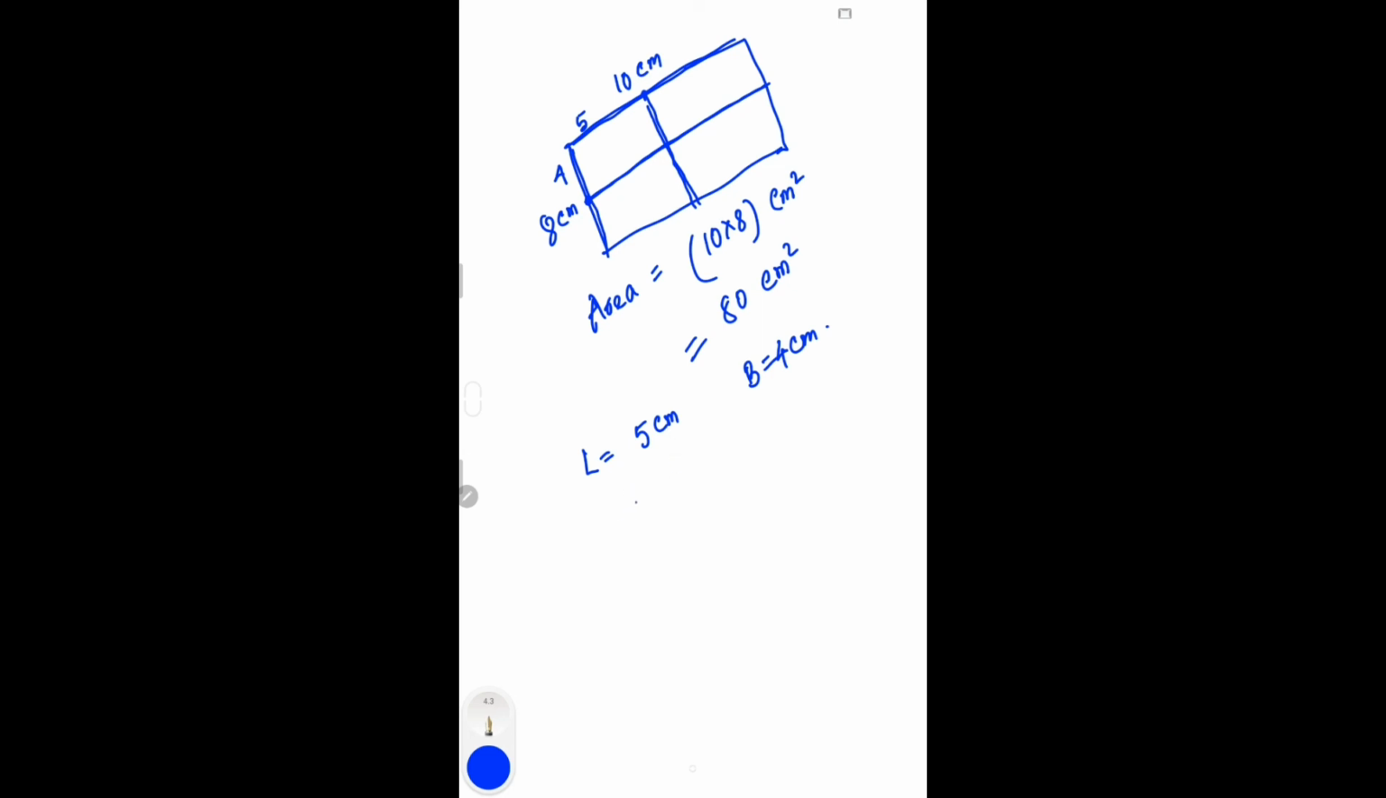So here it says what is the perimeter of each small rectangle. So perimeter is 2 into 5 plus 4 centimeter, that is 18 centimeter.